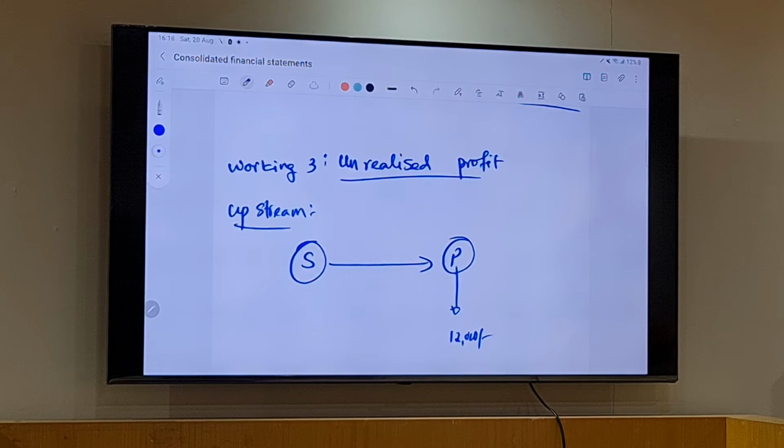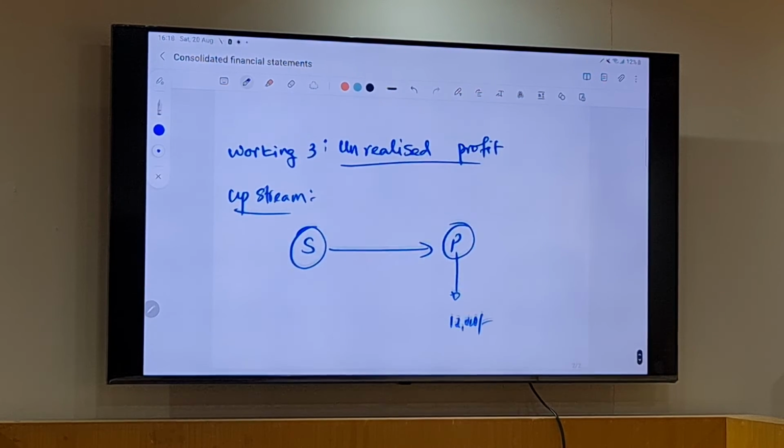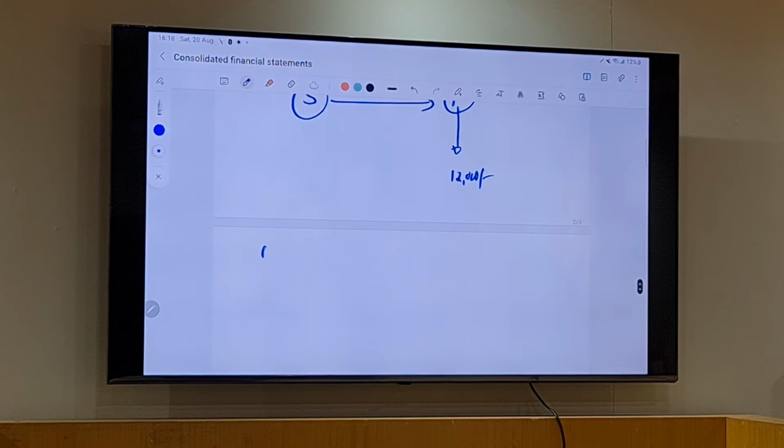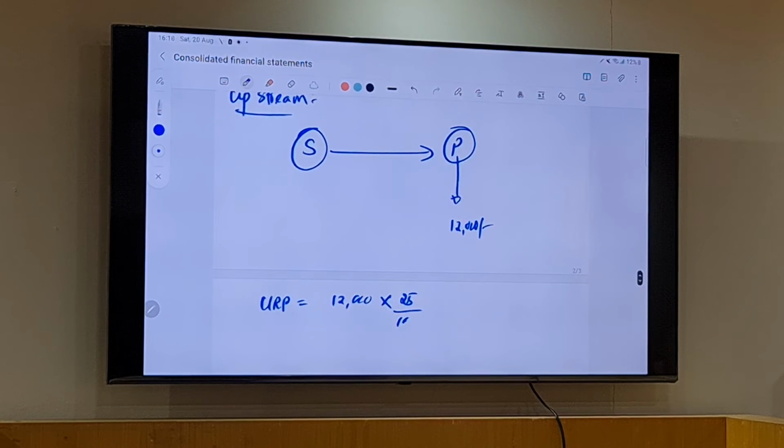12,000 worth of goods are there. So how much will be the unrealized profit then? 12,000 into 25 over 100, correct? How much? 3,000.